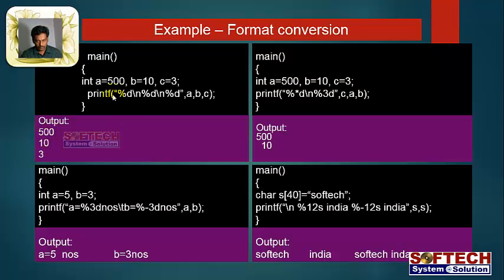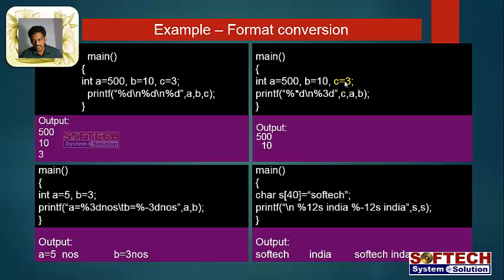If we want to display in format, we use %*d, %3d. Here a equal to 500, b equal to 10, c equal to 3. printf("%*d\n%3d"). Here we give 3 variables: c, a, b. c is 3, so that c value is substituted for the star. The c value is replaced here.